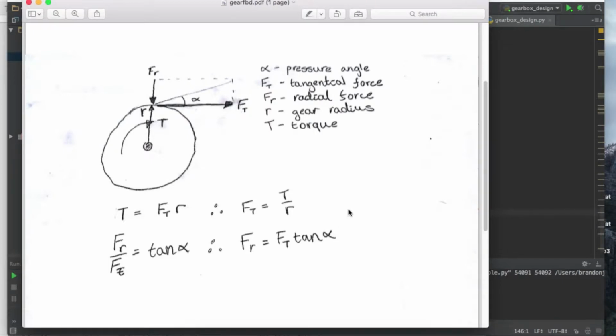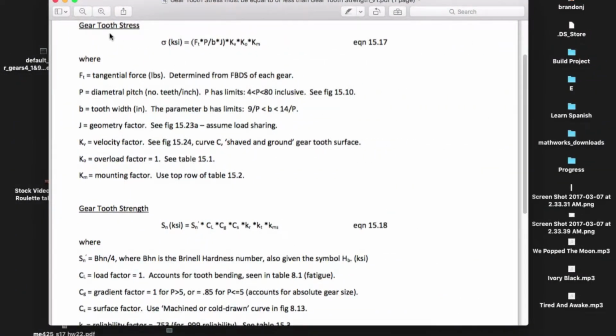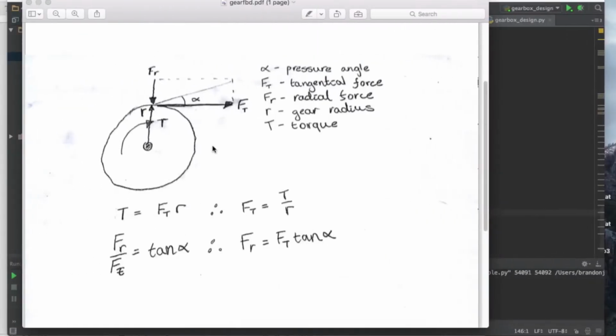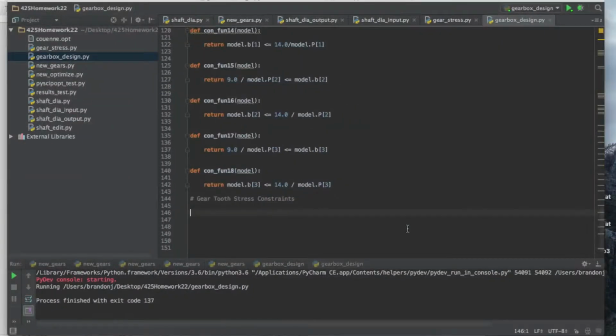Alright, now that we know this, the only thing that we're concerned about, because we want to find the gear tooth stress, is that the only one from the free body that we need to determine is Ft. So we're not worried about Fr. So we'll go ahead and start by finding Ft.